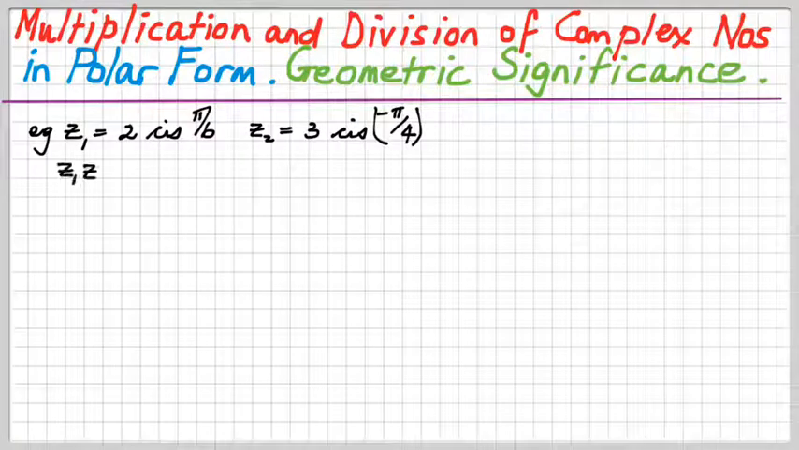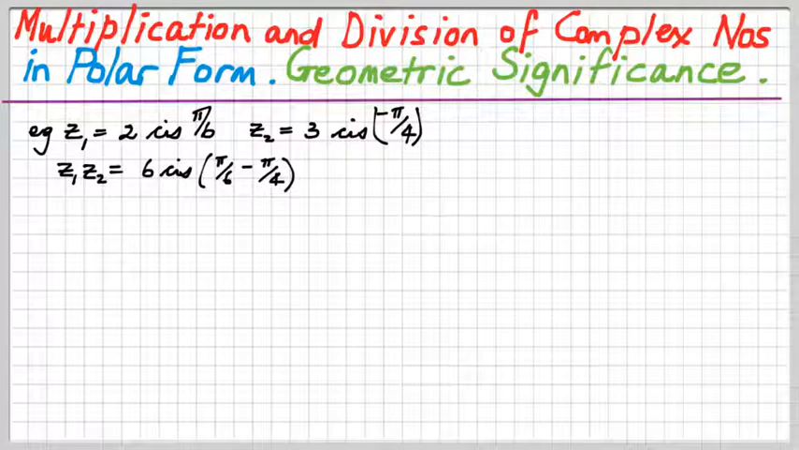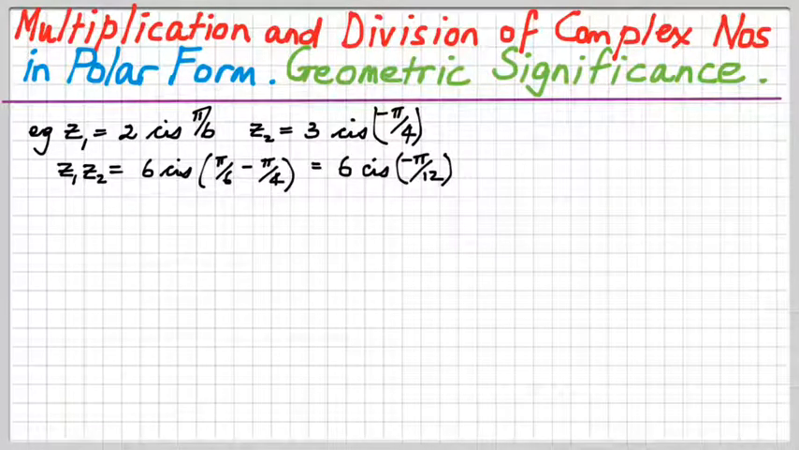So what are we going to do? We're going to multiply them. Yeah, that's all right, isn't it? So that'll be 6 cis, well, that's 2 pi on 12 minus 3 pi on 12, which is minus pi on 12. Yes, it is, isn't it?